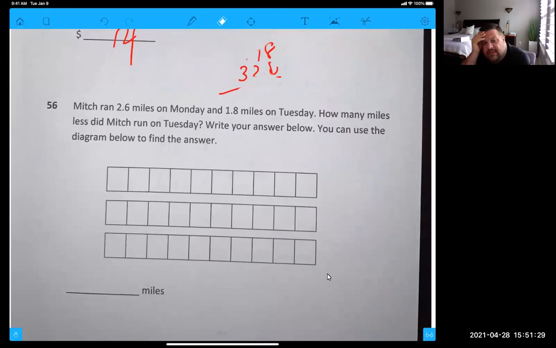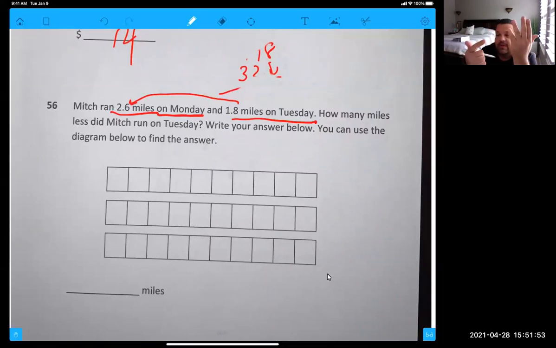So number 56 is just saying, how many miles less did Mitch run on Tuesday? Well, we've got 2.6 on Monday and 1.8 on Tuesday. So you literally can just count up to get to 2.6, which is 0.2, and then you would be at 2, 3, 4, 5, 6. So the answer would be 0.8, right? I mean, you could do 2.6 minus 1.8, and you're going to get 0.8.